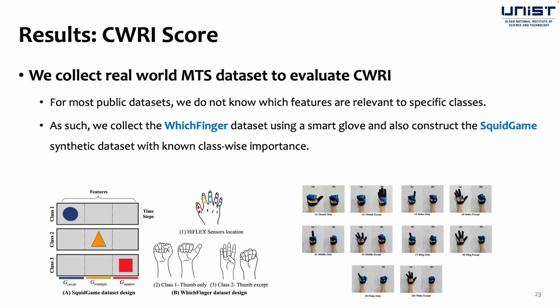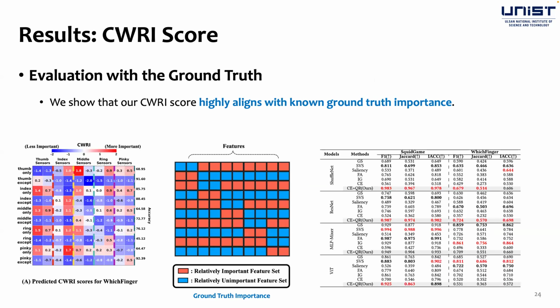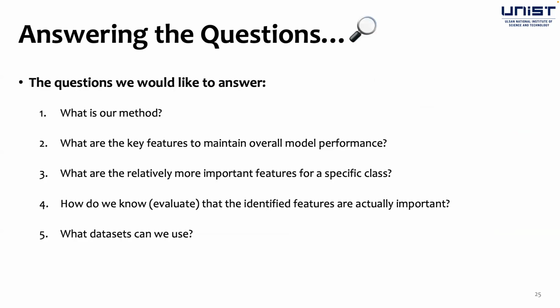Next, we have the CWRI score evaluation. One of the difficulties we faced during this research is the lack of public datasets with known class-wise importance. As such, we collected the Witch Finger and the Squid Game datasets with known class-wise importance. We have made both datasets publicly available. We show that our CAFO method can well identify the true class-wise relative importance.